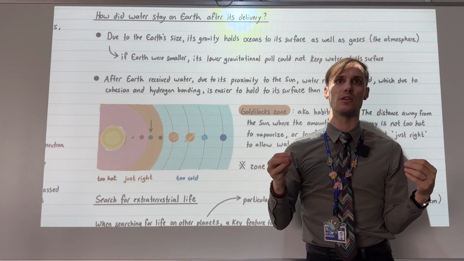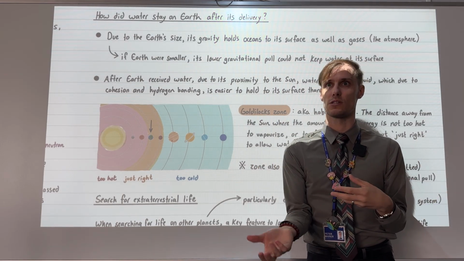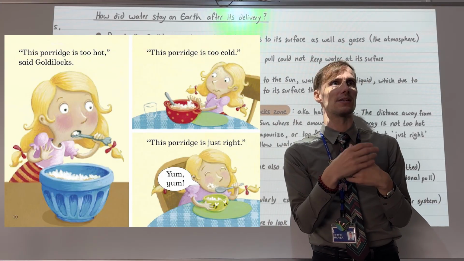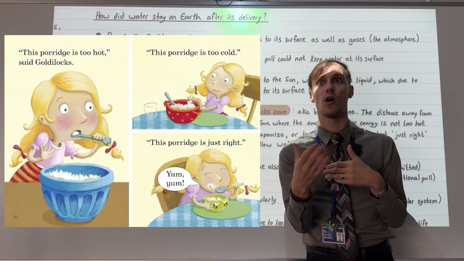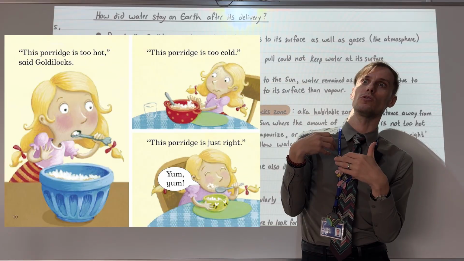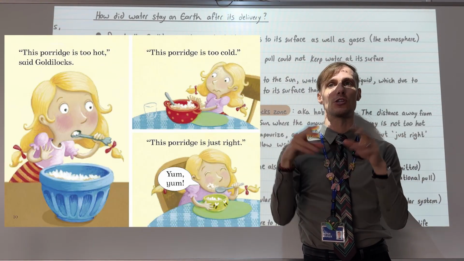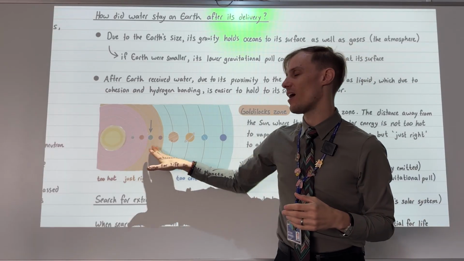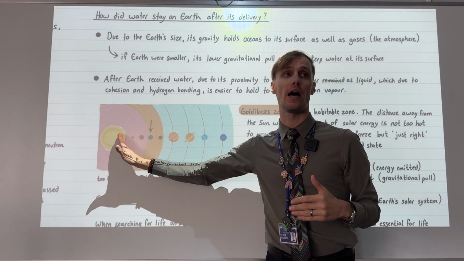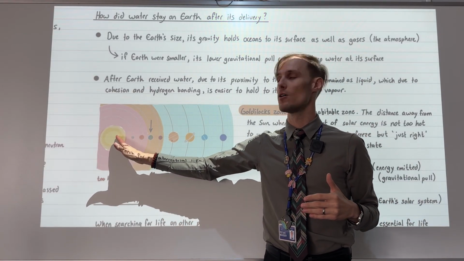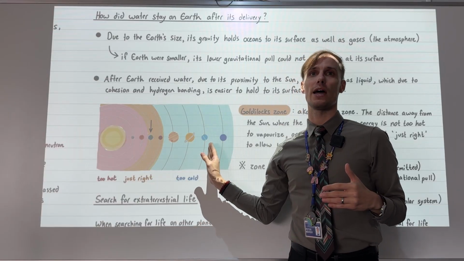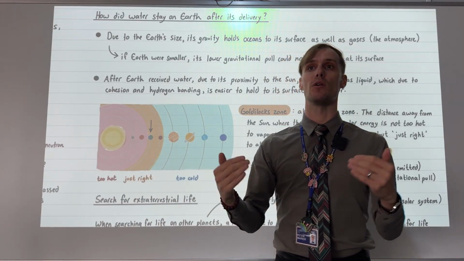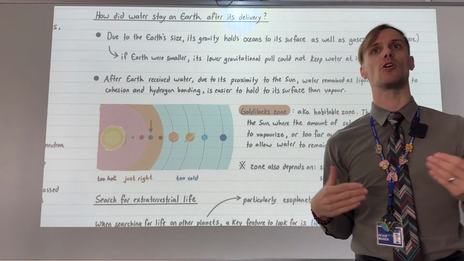Goldilocks, after the classic story of Goldilocks and the Three Bears, where she enters a home and tries, let's say, porridge that was too hot, porridge that was too cold, but then finally there was porridge that was just right. So the idea here is that we need to find a zone that is not too hot and therefore water vapor, too cold and therefore ice. We need to find the zone that is just right for liquid water. And this is what we call the Goldilocks zone.